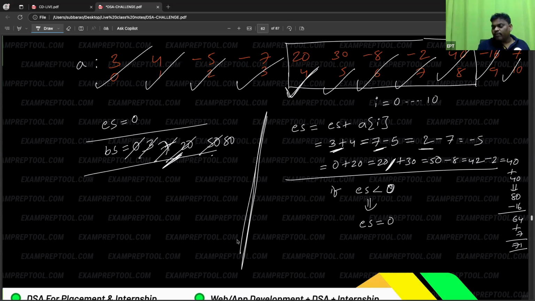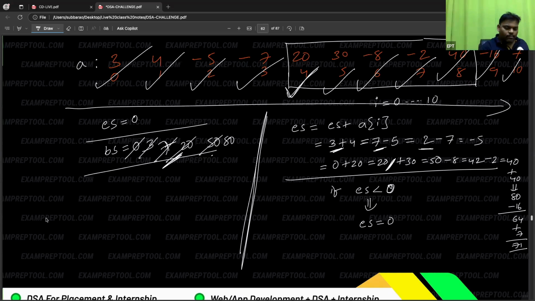Best sum will update whenever a better person will be there. Then best sum will be updated. Otherwise, it doesn't update. More than this, what is there? One scan, order of n. One scan, one while loop maybe. More than that, nothing there. Two variables, ES and BS, are there.